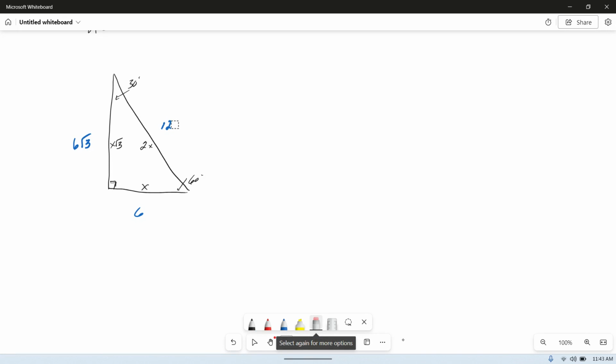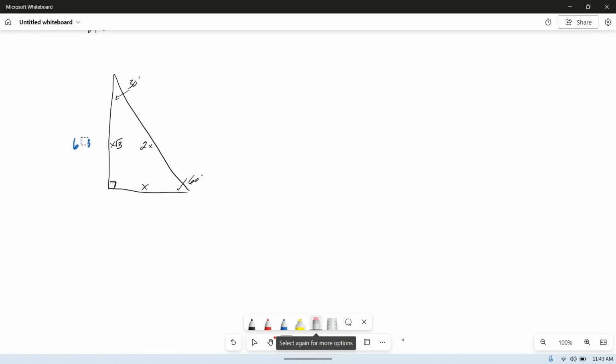I'm going to make a clean picture here. That we have a 30, 60, 90-degree right triangle. If the short leg is 6, the hypotenuse will be 12, and the long leg will be 6 times the square root of 3. Because remember our pattern. If the short leg is x, the hypotenuse is 2x, and the long leg is x times the square root of 3. I'm just going to use this picture.